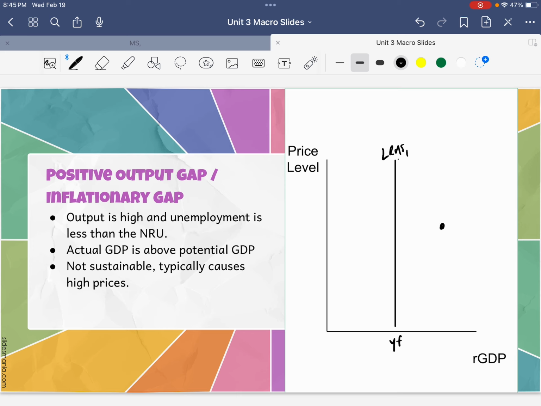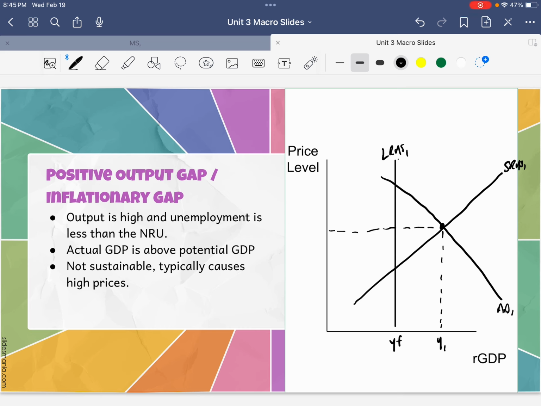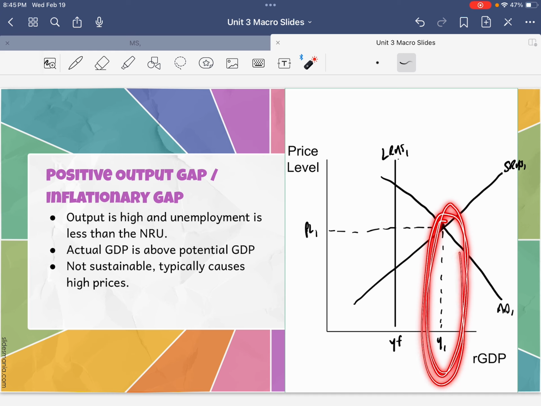And I'm going to draw my AD and SRAS through it. Aggregate demand, short run aggregate supply 1. Aggregate demand 1. This is output 1, and then this is price level 1. Okay? So what we have represented here is that our economy is operating at this output level, and that is above where we should be.